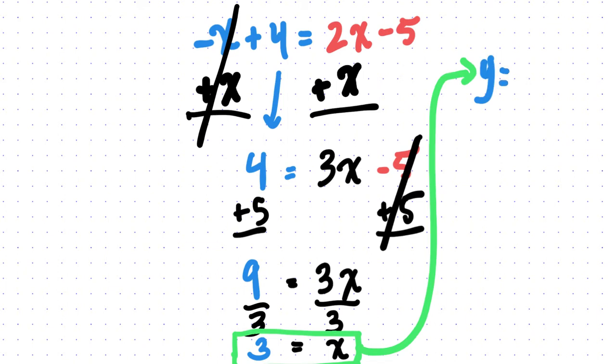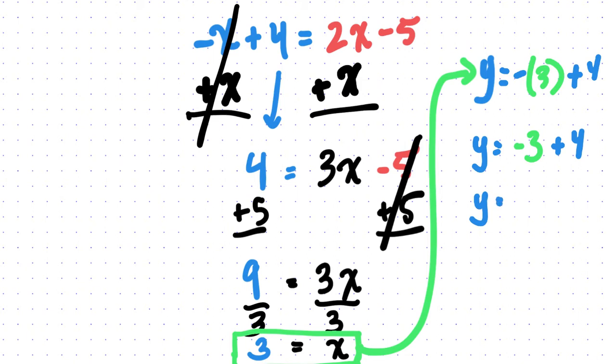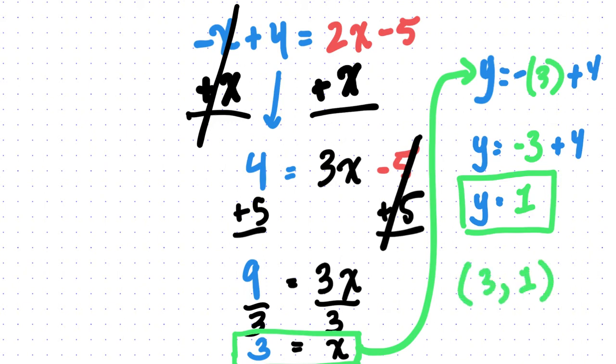So I'm going to say y is equal to negative x, which in this case is negative 3, negative positive 3, plus 4. Y is equal to, well, the opposite of positive 3 is just negative 3, plus 4. Y is equal to positive 1. And so my answer, at the very end, is positive 3, positive 1.